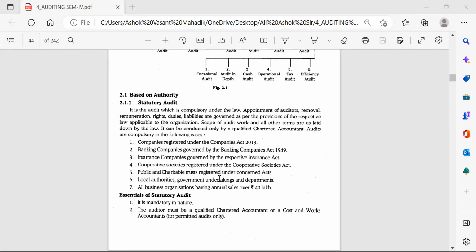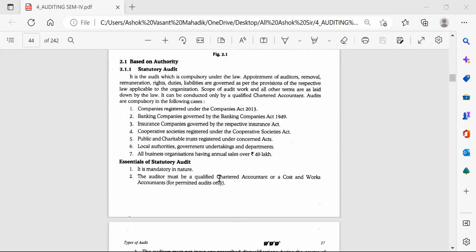Now, what is statute? Statute means law. So what is statutory? It means according to law. So an audit required as per law, any law in force, is called statutory audit. So all the registered companies in India, all banking companies, all insurance companies, they have their own act which regulates them. And these acts ask them to get their books of accounts audited. Therefore, these are called statutory audits.